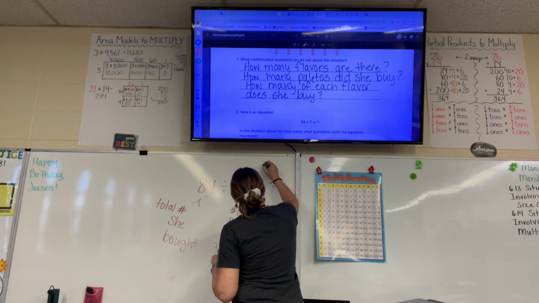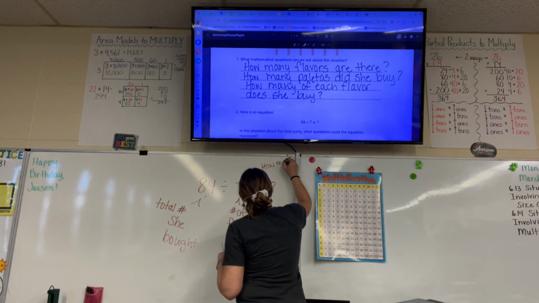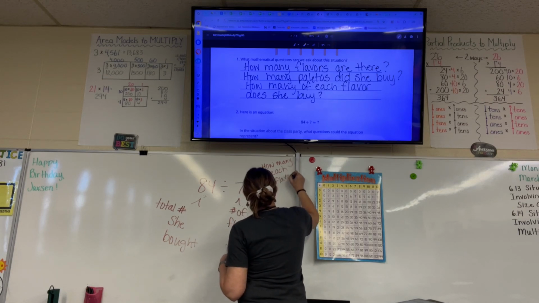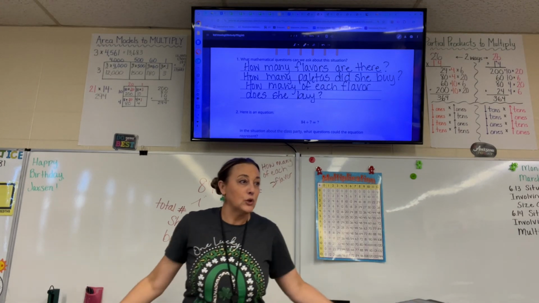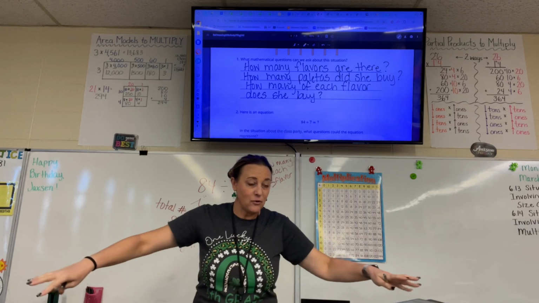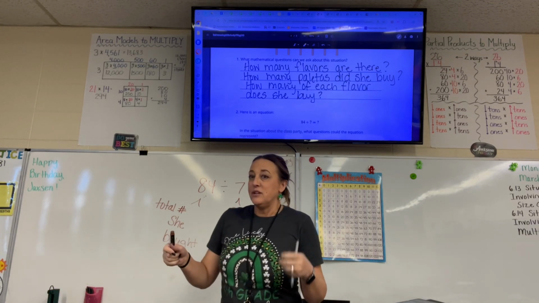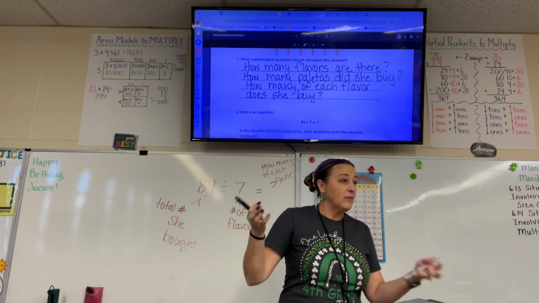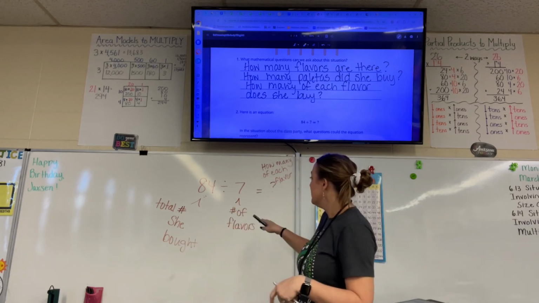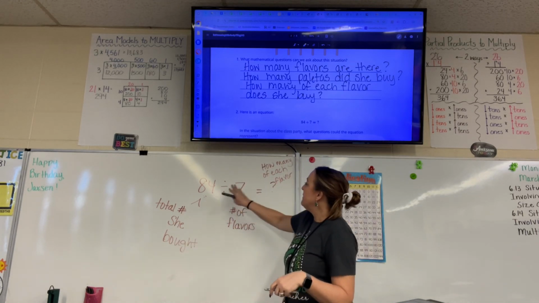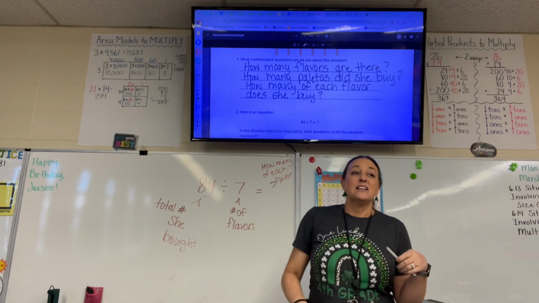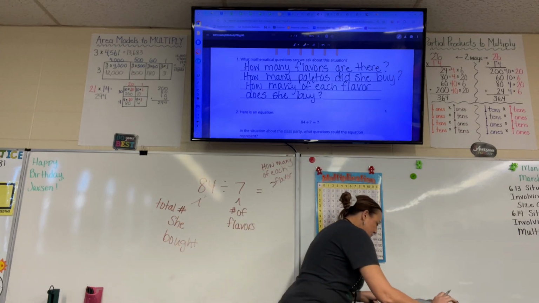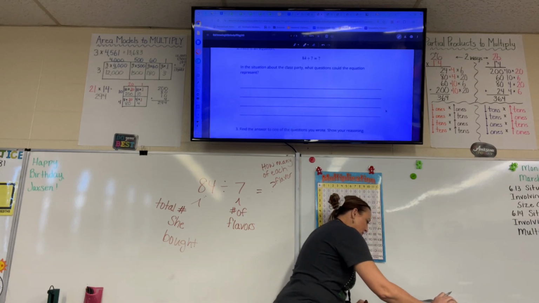So this number is how many of each flavor she bought. Does that make sense? She bought 84. She's got a pile of 84 on the counter. And if 7 is the number of flavors, which based on our picture before seems about right, about 7 flavors, maybe 6, maybe 8, and we divide, that's going to tell us how many of each flavor she bought. So, in this situation of the class party, what question could the equation represent?